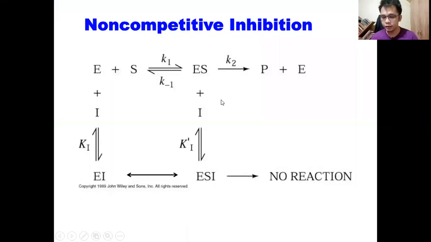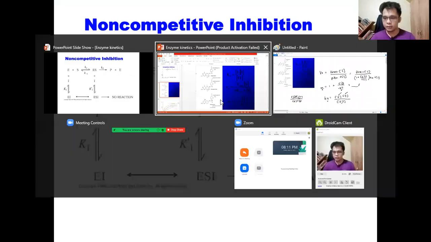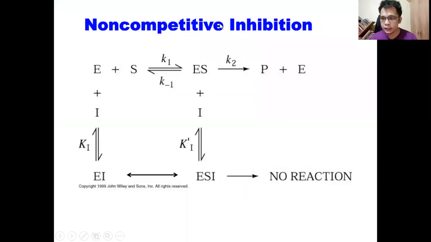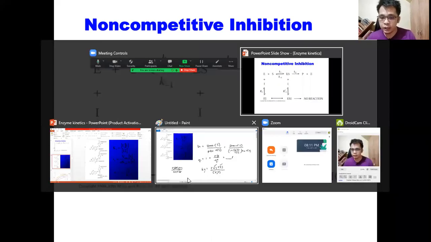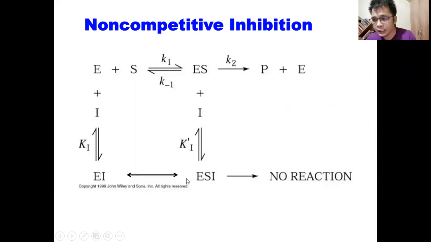Sa may ating non-competitive inhibition naman, guys, I have an illustration here. So, the non-competitive inhibition will bind to the enzyme and to the enzyme substrate complex. So, we will form an enzyme inhibitor complex and enzyme substrate inhibitor complex. So, ano bang illustration ng ating non-competitive inhibition?